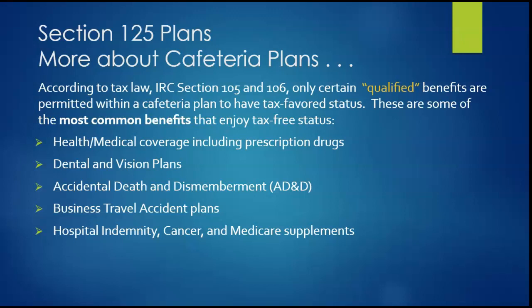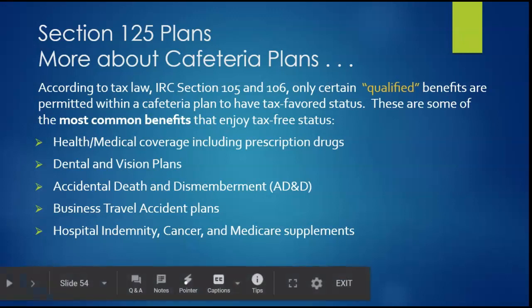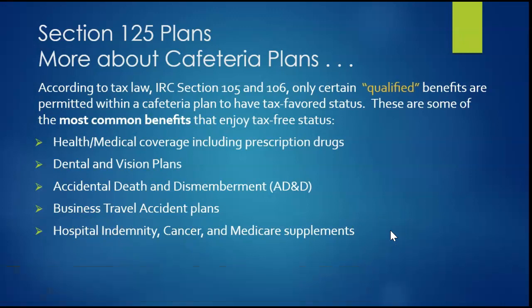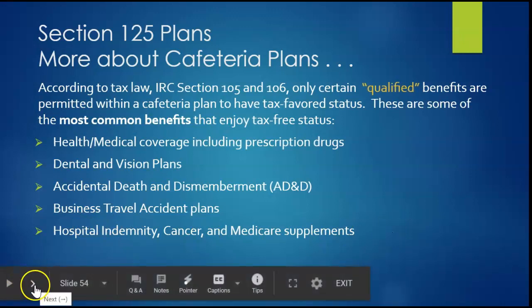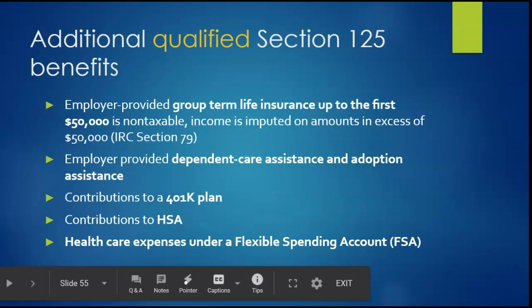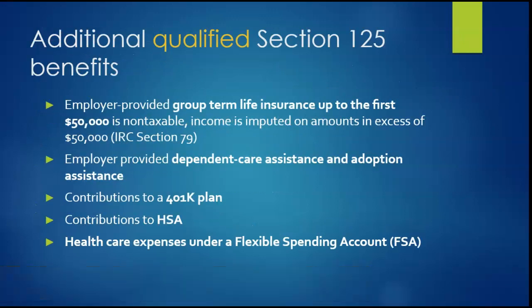Accidental death and dismemberment coverage, business travel accident plans, some hospital indemnity, cancer, and Medicare supplements, all covered under Section 125. So there are additional qualified Section 125 benefits, such as group term life insurance that I mentioned on the first slide. And as I said, the first $50,000 is not subject to tax, but beyond that, you fall under a different area of the tax code, and you would have to pay taxes on that above the $50,000.